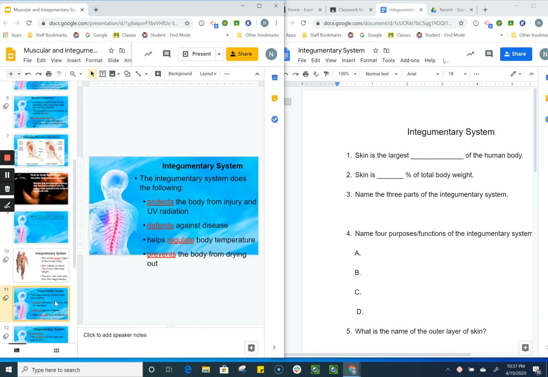Here are some purposes or functions of the integumentary system. It protects the body from injury and ultraviolet radiation. It defends against disease. It helps to regulate body temperature and prevents the body from drying out. And that is your skin, or your integumentary system.